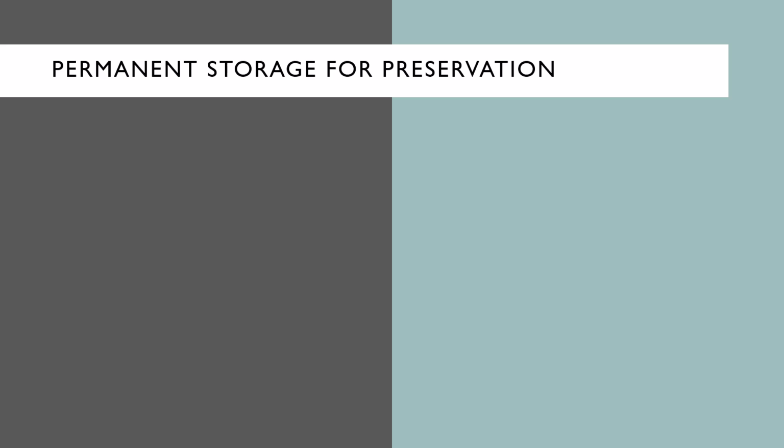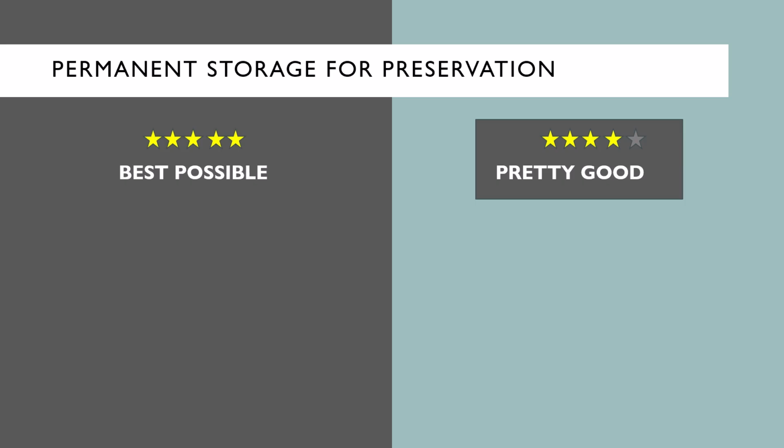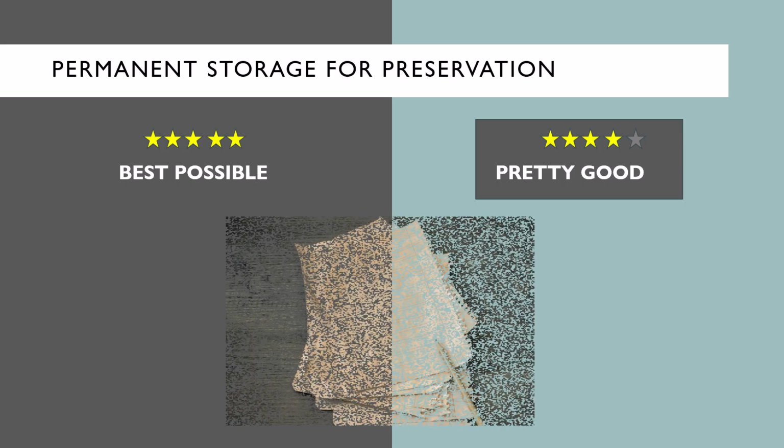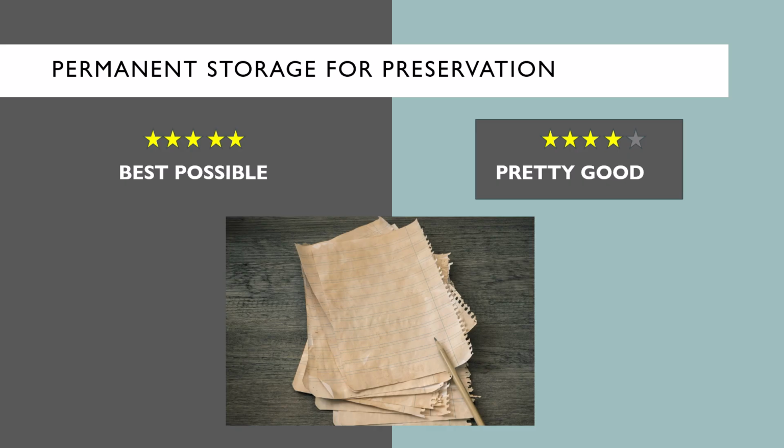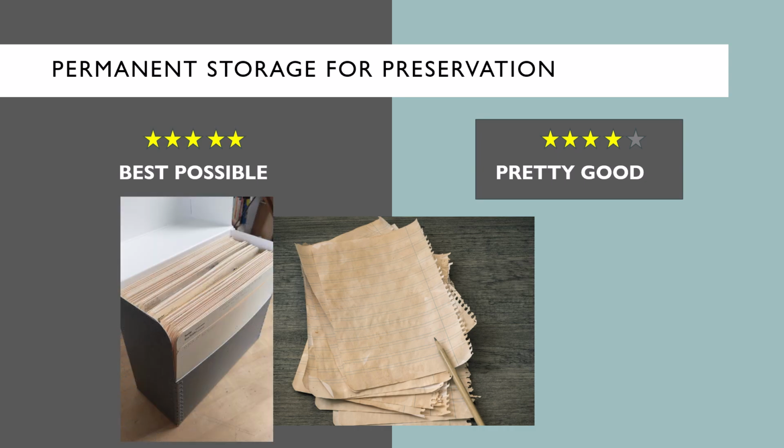At this point in time, your material is in its temporary storage. So last of all, we'll talk about getting it into its permanent storage. We'll describe the best possible option as well as some good enough options if best isn't manageable. First, let's talk about paper materials. Paper can yellow and get brittle over time, so getting any paper documents into special archival acid-free folders is best.